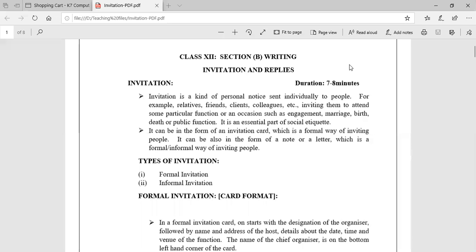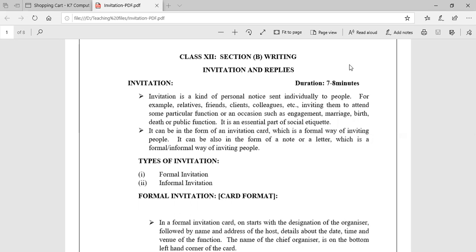So invitations and replies, we will get a general idea. An invitation is a kind of personal notice sent individually to people, for example relatives, friends, clients, colleagues and so on, inviting them to attend some particular function or occasion such as engagement, marriage, birth or public functions. It is an essential part of social etiquette. We are saying social etiquette in the sense that it is a manner, a tendency. We are also inviting, and of course replying to what we are invited to.